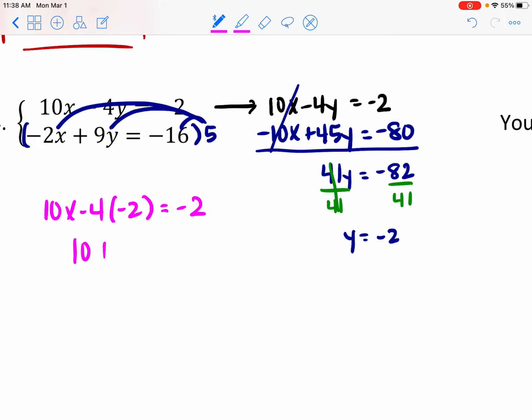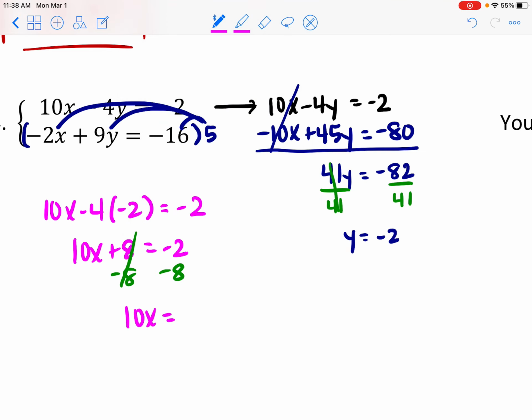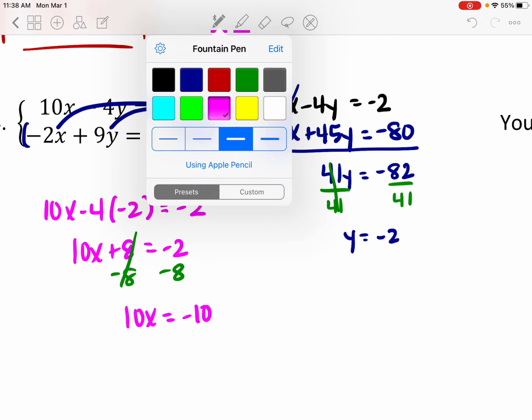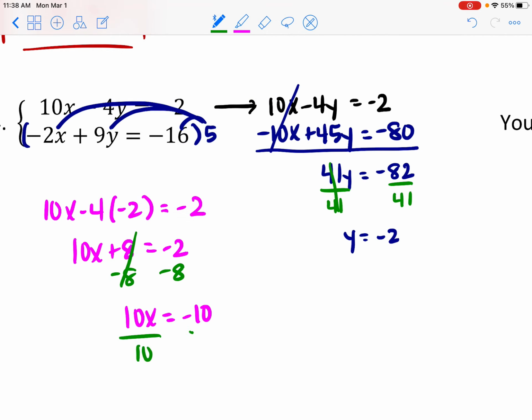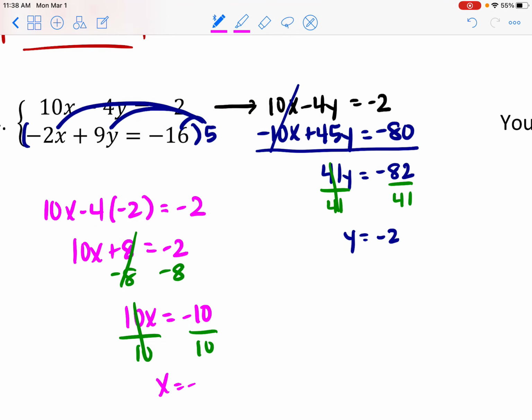So that's going to be a positive 8. So 10x plus 8 equals negative 2. If we subtract that over, then we can see 10x is going to equal negative 10. And then lastly, we can divide. And so we see the x value in our solution is going to be negative 1. So the solution to this system is going to be at negative 1 and negative 2. X equals negative 1, y equals negative 2.